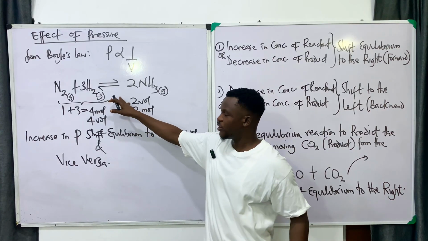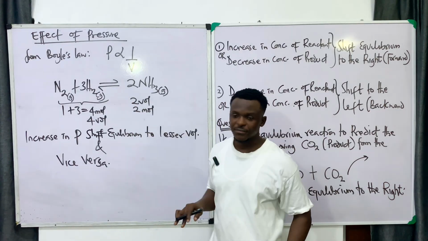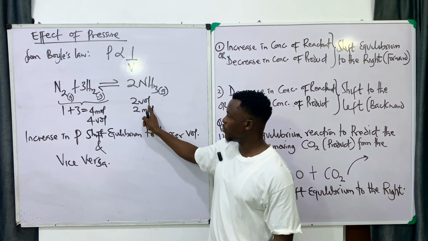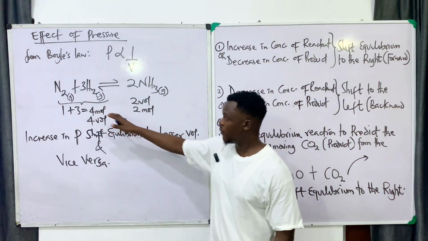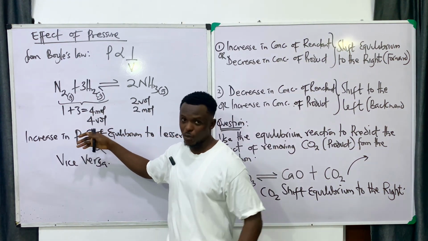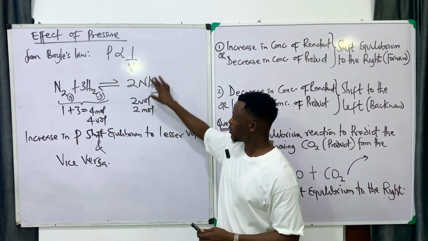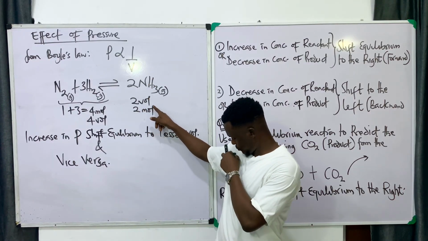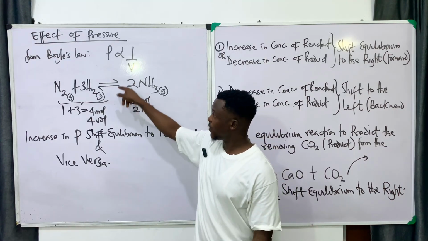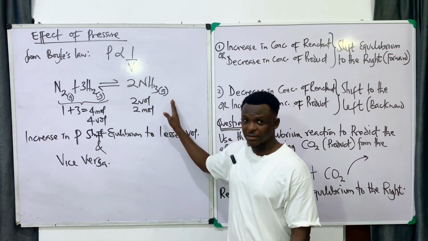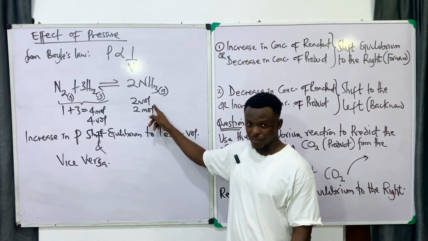So let's use this equation and explain this. If I should increase the pressure of this reaction, class, the product has 2 volume, which is 2 moles. The reactant has 4 volume, which is 4 moles. So looking at this, the product has lesser number of volumes. So if you increase the pressure of this reaction, equilibrium will shift to the right because the right side has lesser volume.